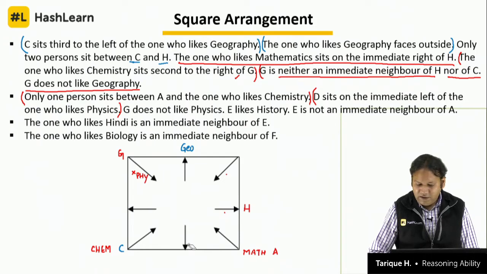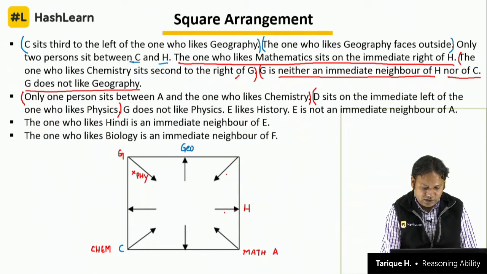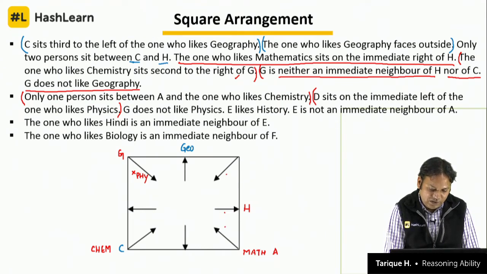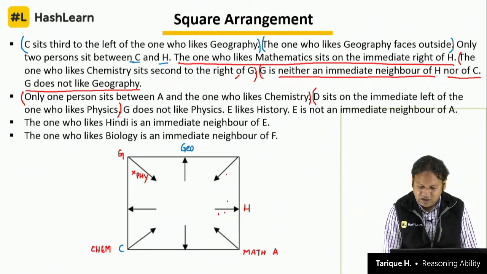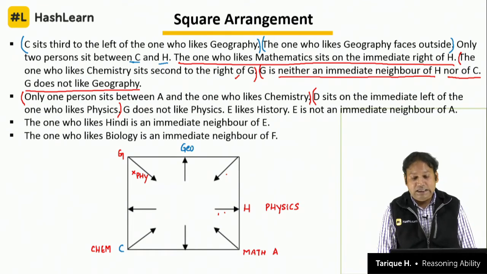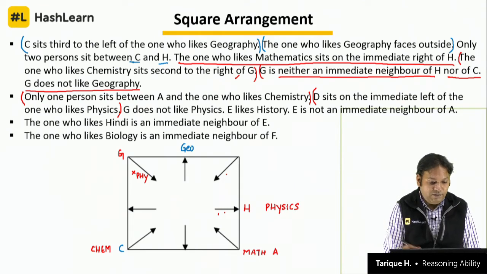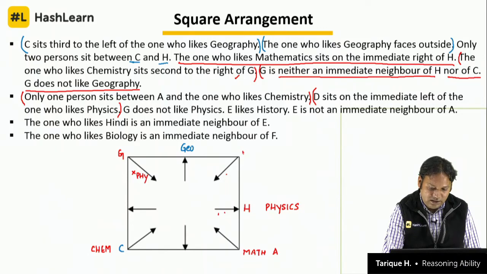Next, if you take this as physics, that's again not possible because the immediate left is D. So definitely the case is that H is the one who likes physics. So here H is the one who likes physics. H likes physics, and D is on the immediate left of the one who likes physics. So that means this will be D.